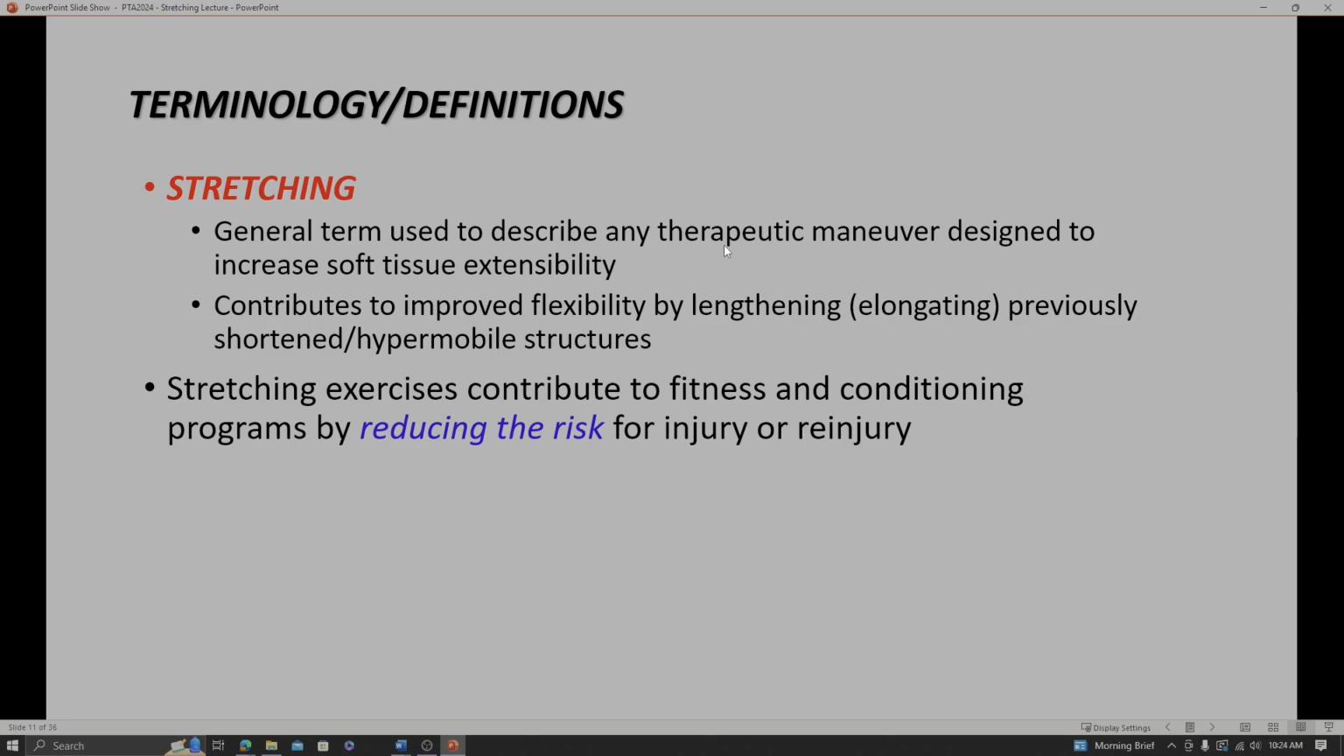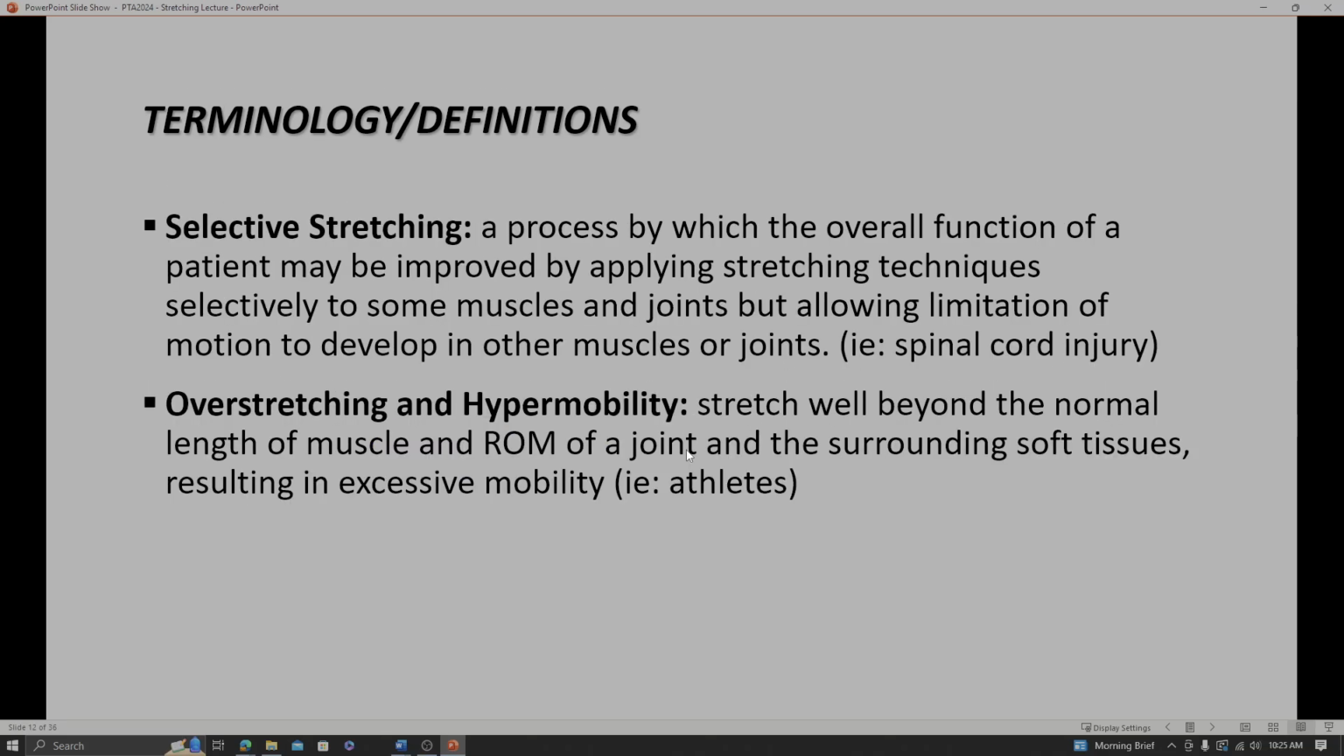Stretching, again, is a general term to describe a therapeutic maneuver to increase the extensibility of a tissue. We can elongate previously shortened tissue, which is what we're going to be doing a lot.